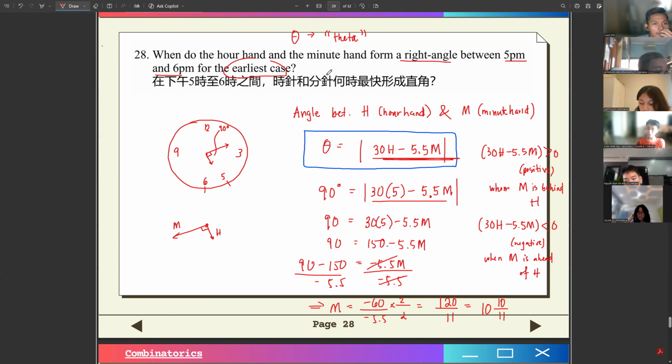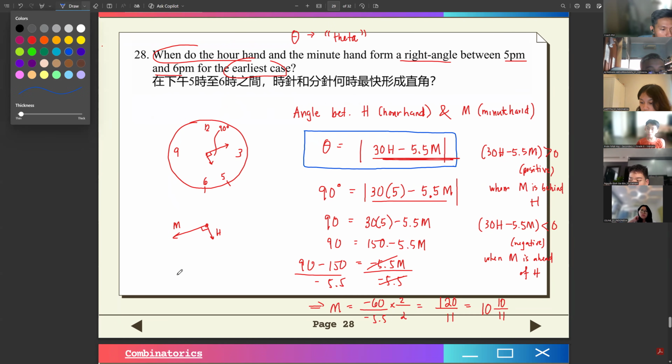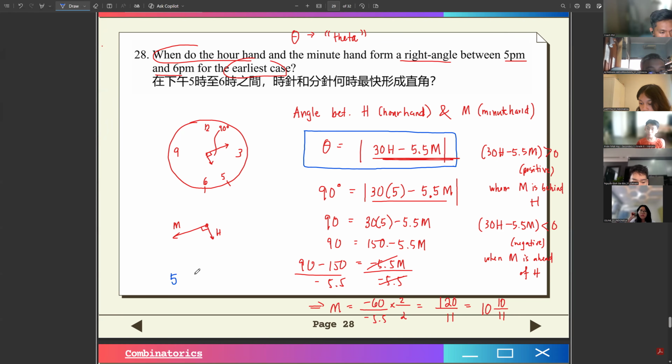So meaning, if the question is, when do they form a right angle, we have to answer in the actual time. So the final answer would be 5:10 and 10 over 11 p.m. Okay? So that's your final answer.